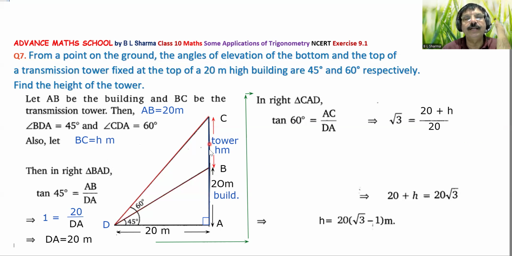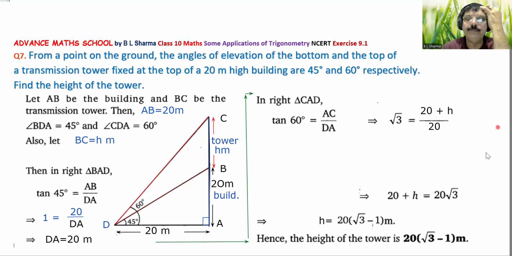H is what we had to find out. This is the height of the tower BC, that is H. So you can write the answer statement now. The height of the tower is 20 multiplied by root 3 minus 1 meters. That's all.